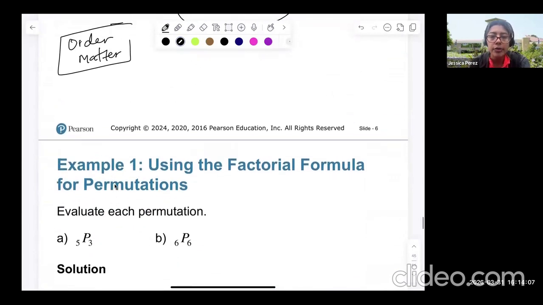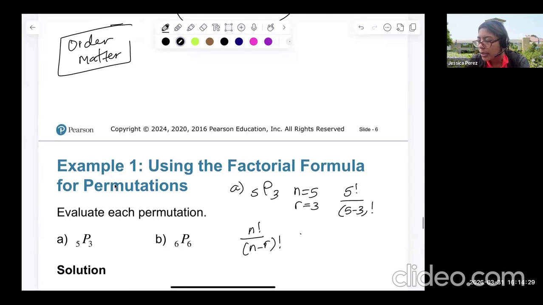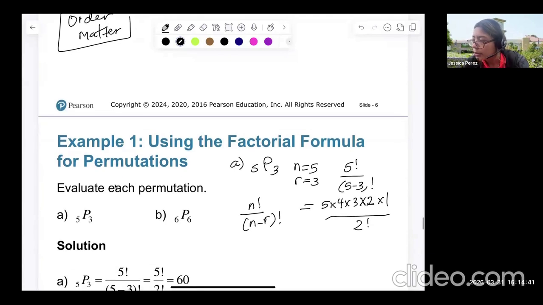Now, let's go ahead and solve using the factorial formula. We're going to use both the calculator and compute it by hand. So for letter A, 5 permute 3. Let's say n to be 5 and r to be 3. So we're going to use 5 factorial over 5 minus 3 factorial, because the permutation formula is n factorial over n minus r factorial. So 5 factorial is 5 times 4 times 3 times 2 times 1, and then over 2 factorial. So 2 times 1 is the same as 2 factorial. So it's 5 times 4 is 20, times 3 is 60.